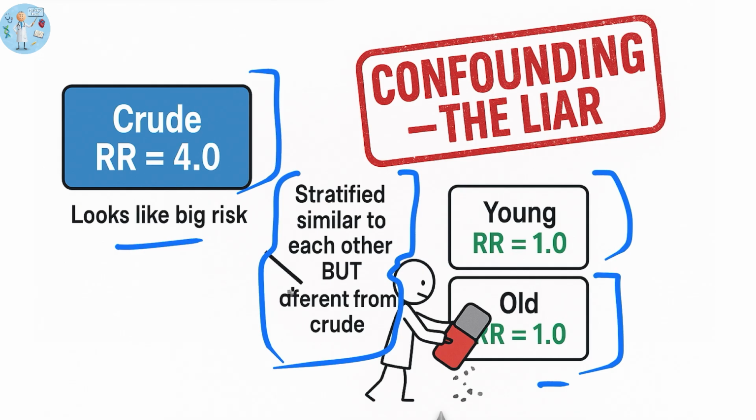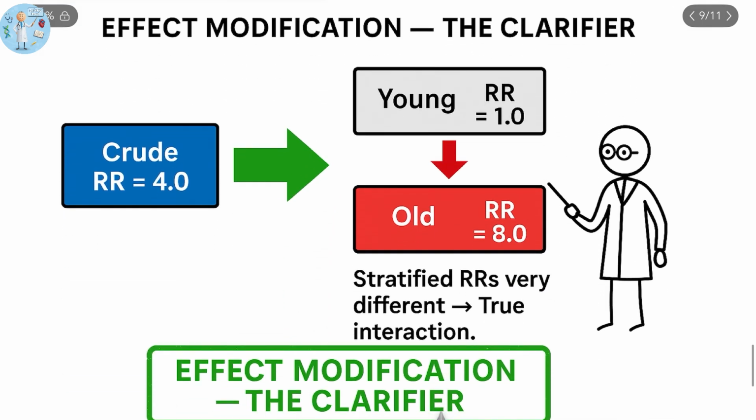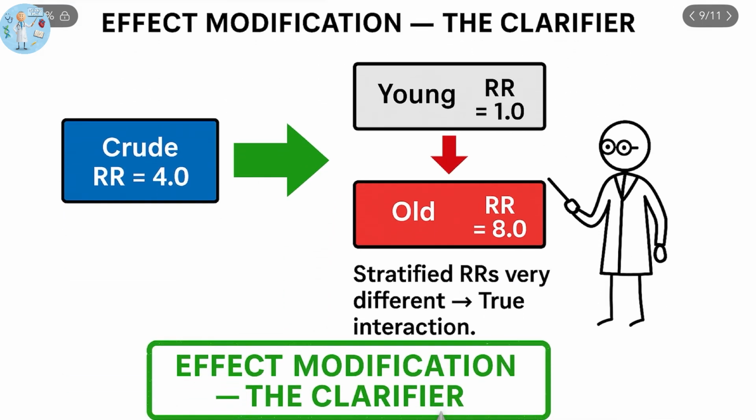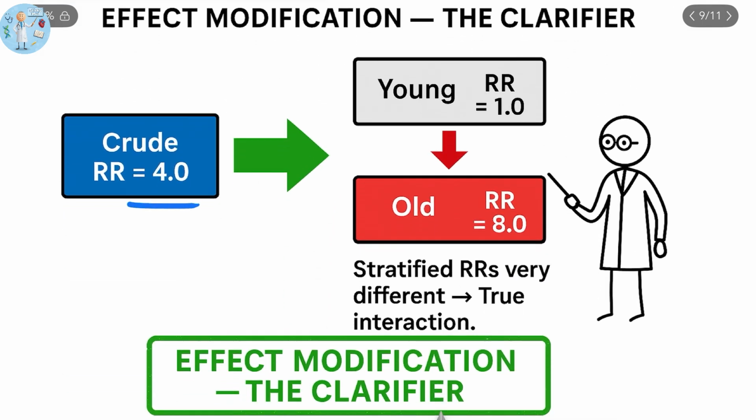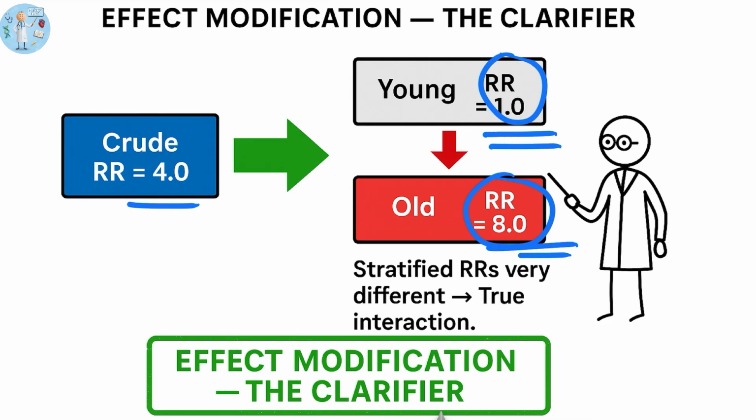Got it. Okay, now let's do scenario B, effect modification, the clarifier. We start with the same crude RR of 4.0. We stratify by age. And this time? This time we find the RR for the young group is 1.0, no risk at all. But for the old group, the RR is 8.0, a massive risk. So our 3 numbers are 4.0 crude, then 1.0 and 8.0.